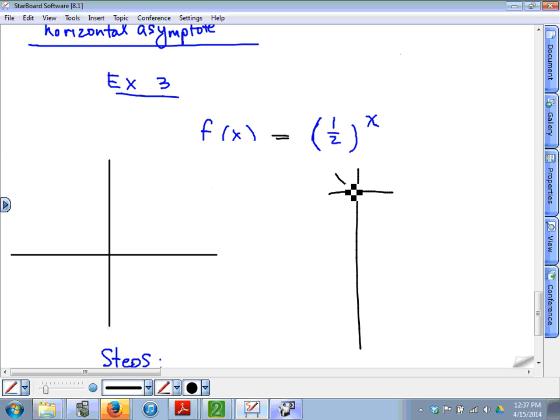Let's do this the same way. Every single exponential function has one of those asymptotes.